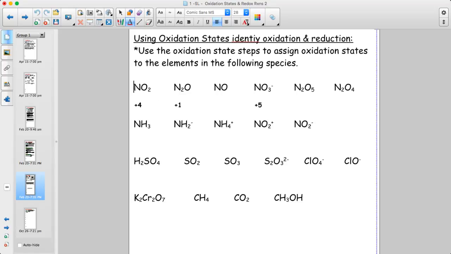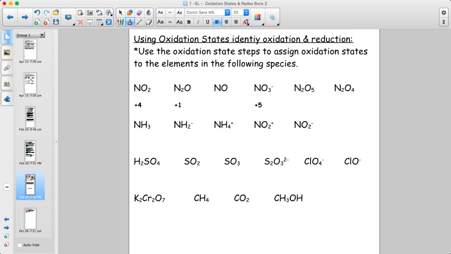If you were to have a reaction where NO2 turned into N2O, you would very quickly see that going from plus 4 to plus 1 is a reduction because the oxidation state goes down for nitrogen. If you saw N2O turning into nitrate, you'd see that plus 1 was turning into plus 5, and that's an increase, and so you'd say nitrogen was oxidized. We're going to do more practice with applying them to reactions in class. For right now, make sure that you can apply the oxidation state rules.